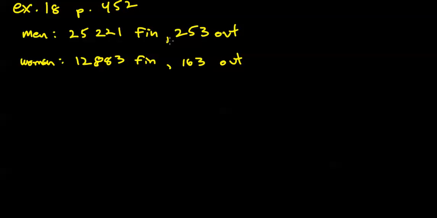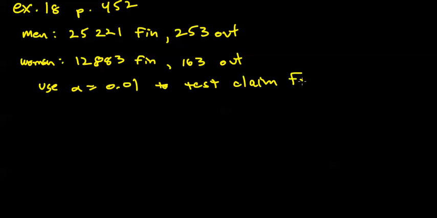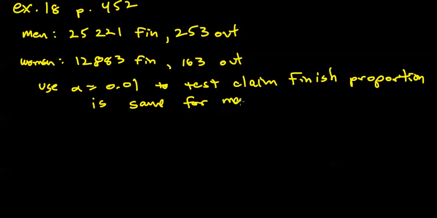Alright, based on data. Use a 0.01 significance level to test the claim that the rate of those who finish is the same for men and women. Write that down. Use 0.01 significance level to test the claim that the finish rate, or finish proportion, I'll call it, is the same for men or women. Okay.